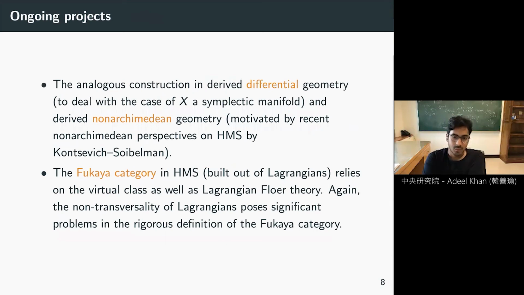In some ongoing projects I'm working on, I'm trying to define an analog of this in the language of derived differential geometry to deal with the case when X is a symplectic manifold, as well as an analog in non-Archimedean geometry, inspired by a recent non-Archimedean perspective proposed by Kontsevich and Soibelman. Another project is trying to do a kind of derived version of Lagrangian Floer theory to give a new rigorous definition of the Fukaya category.